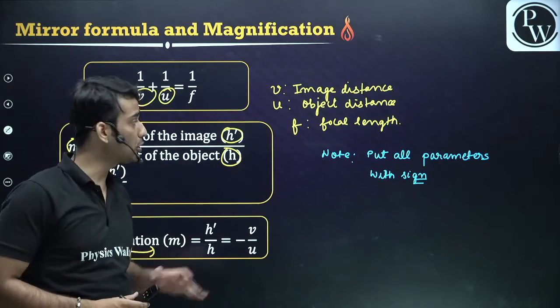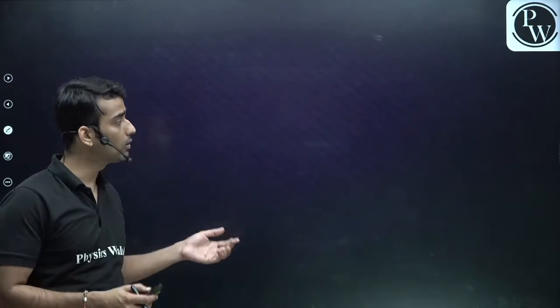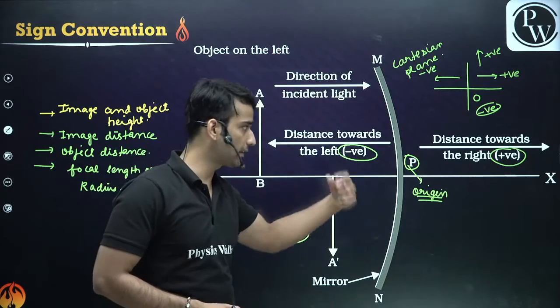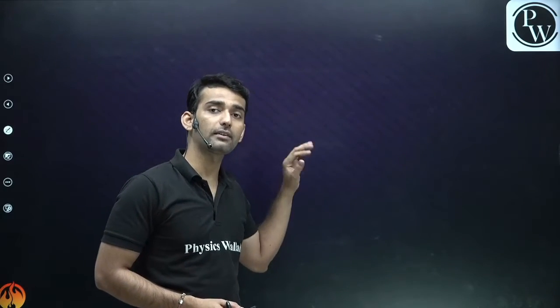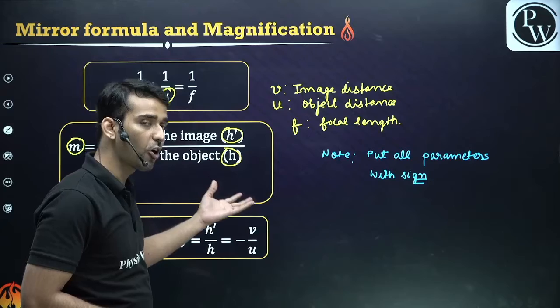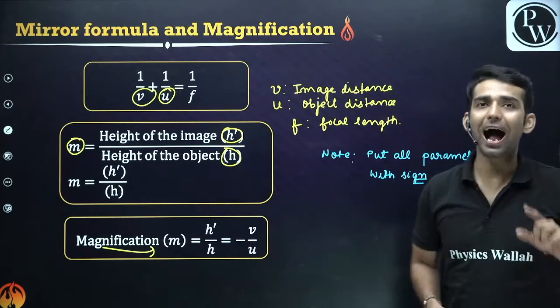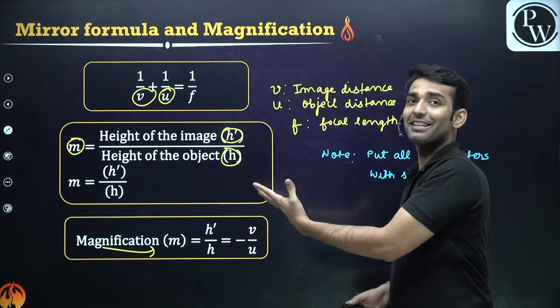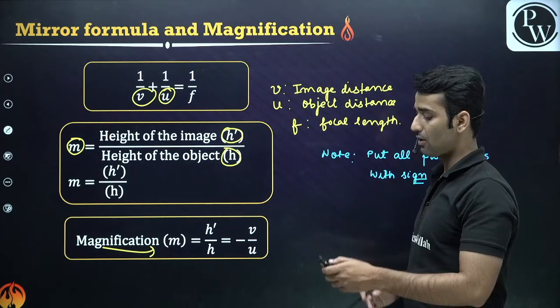You have to put all the parameters with sign. How? Whether it is positive or negative. Just look at the figure. Recall all the cases I had just told you, and just put all the parameters with sign. Is it clear, guys? Okay.